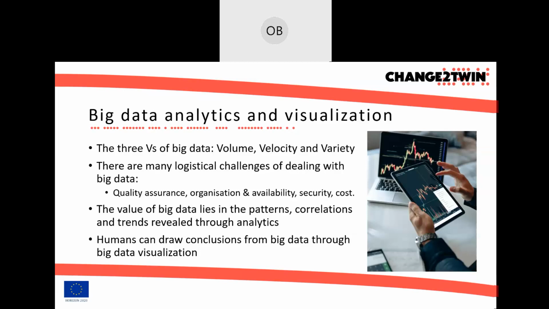Variety refers to the multitude of data types that we have to deal with, and also ensuring that the metadata is available that allows the appropriate connections between the different formats. There are many logistical challenges in dealing with big data, ranging from quality assurance, organization and availability, security, and cost.